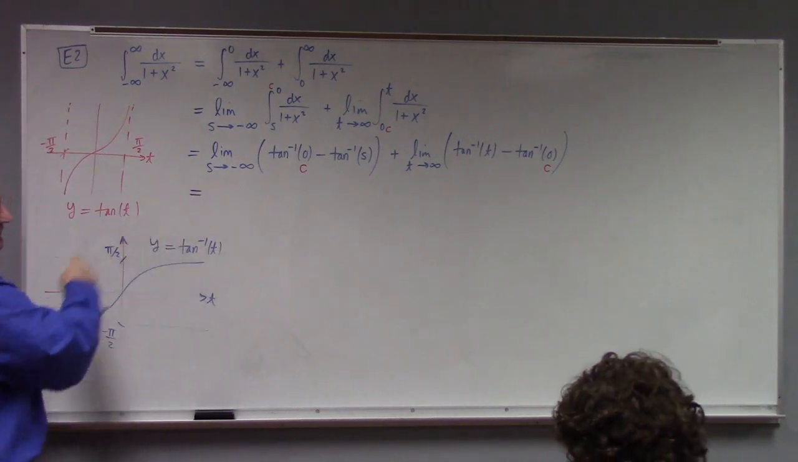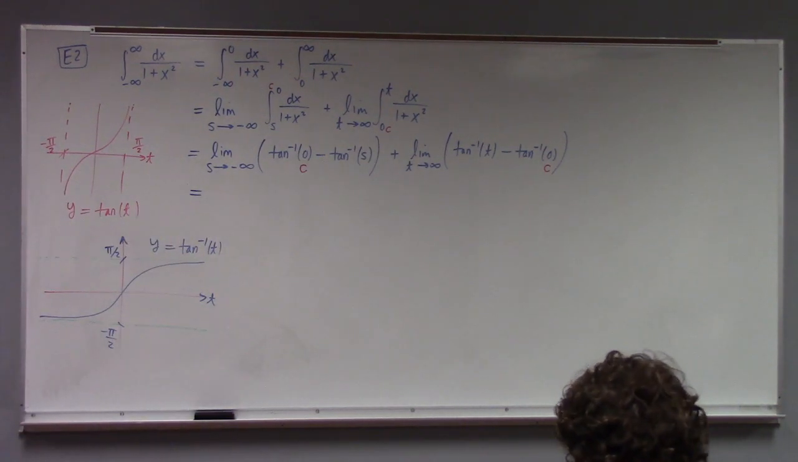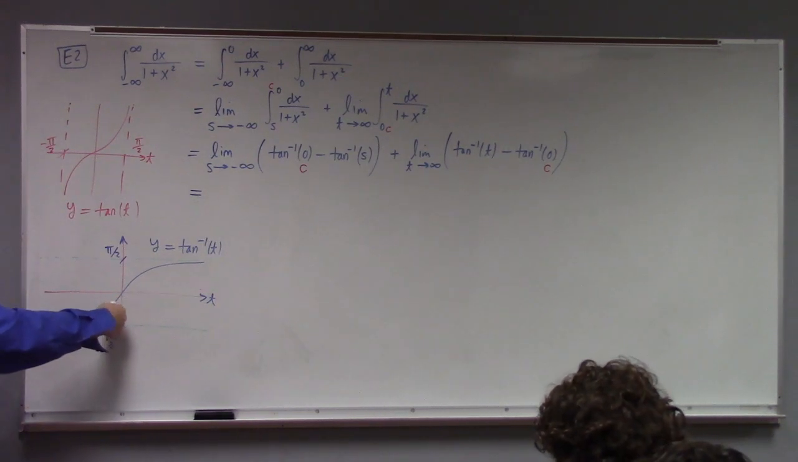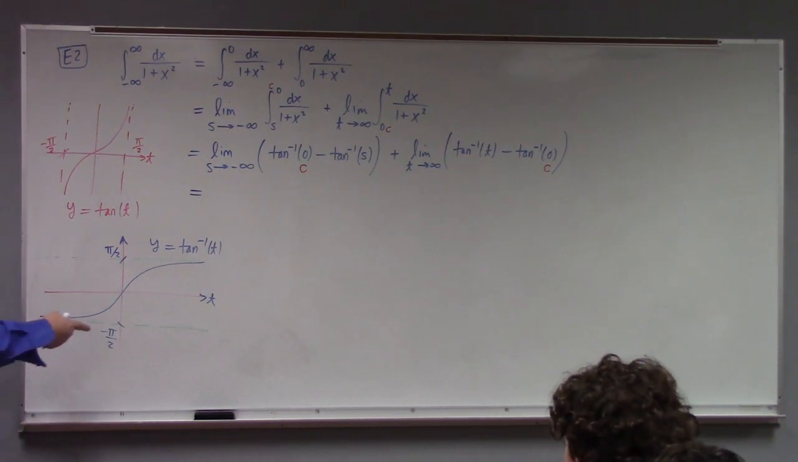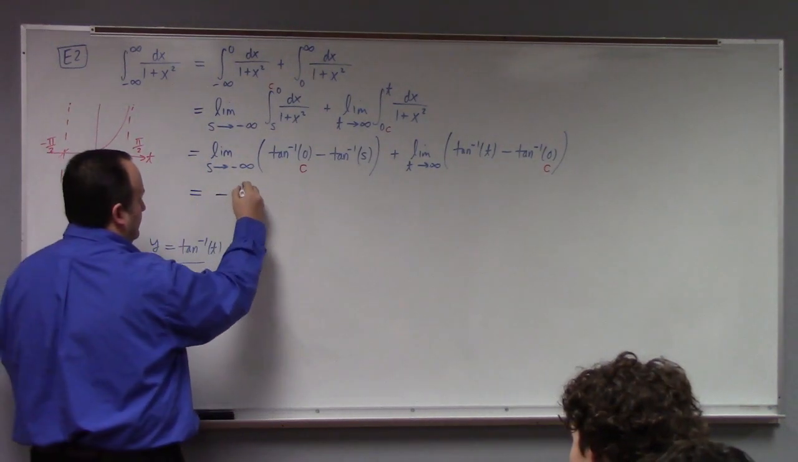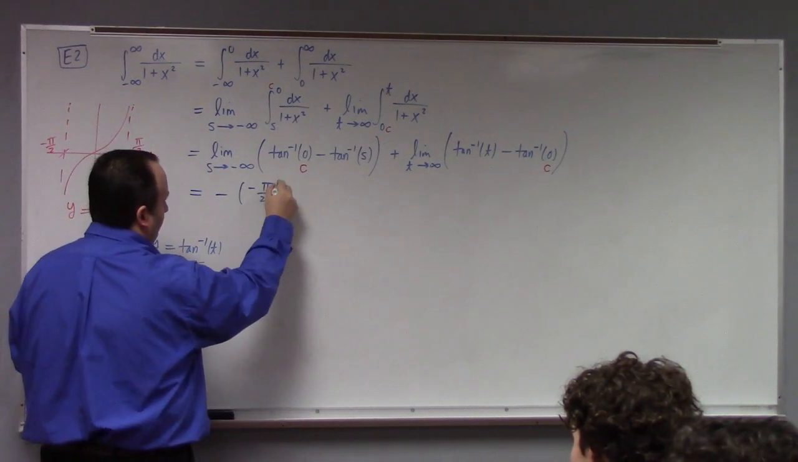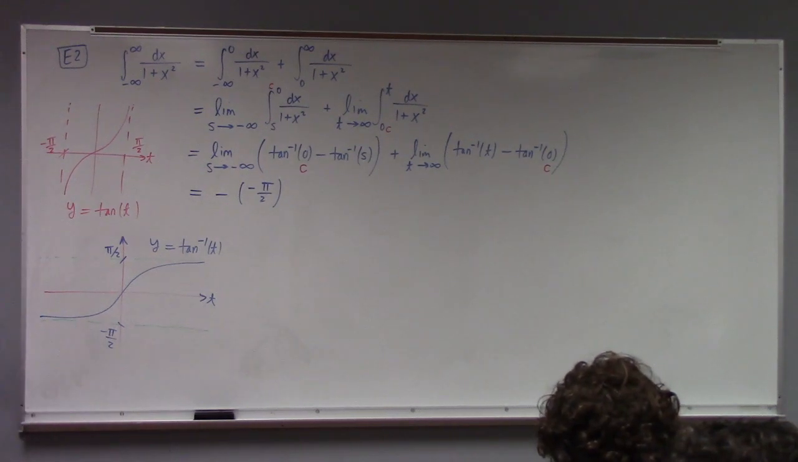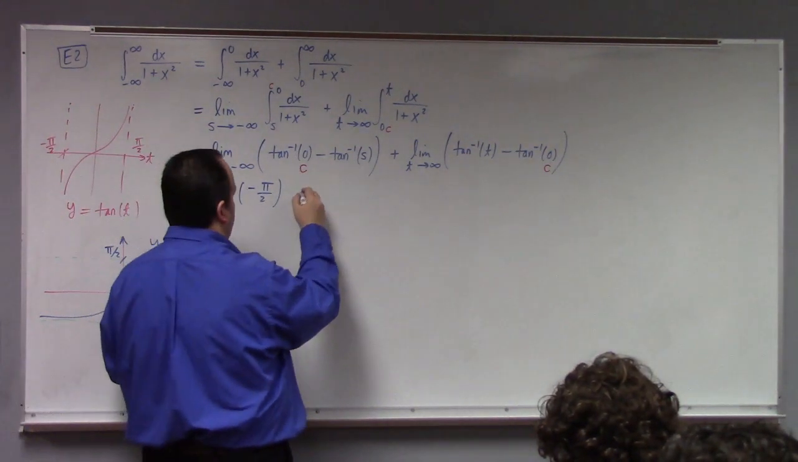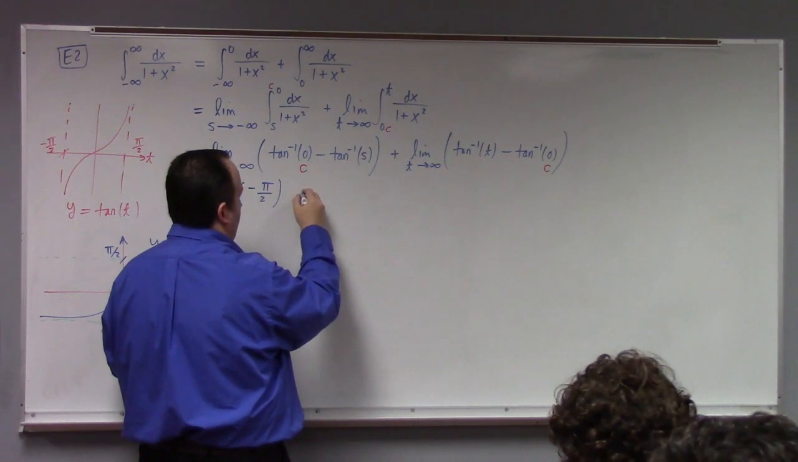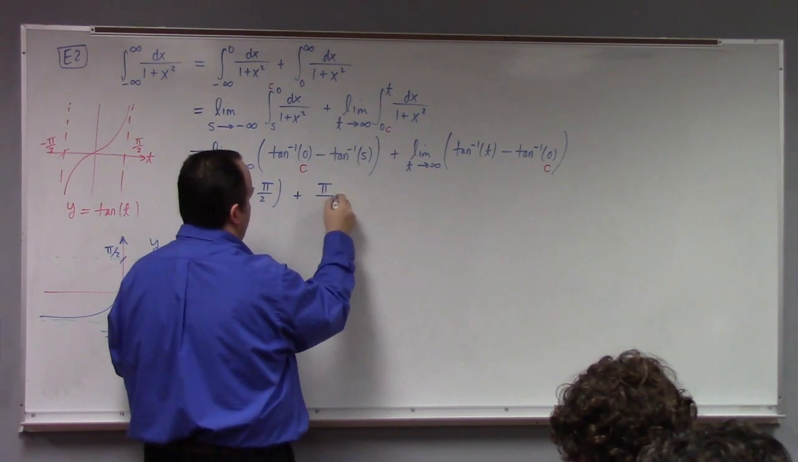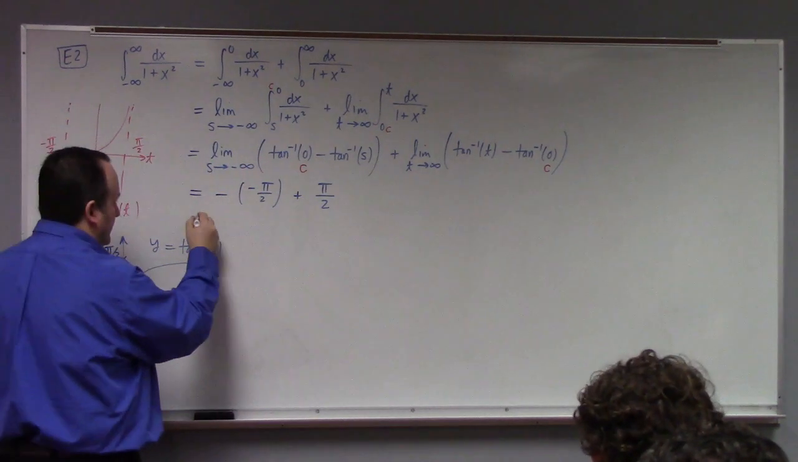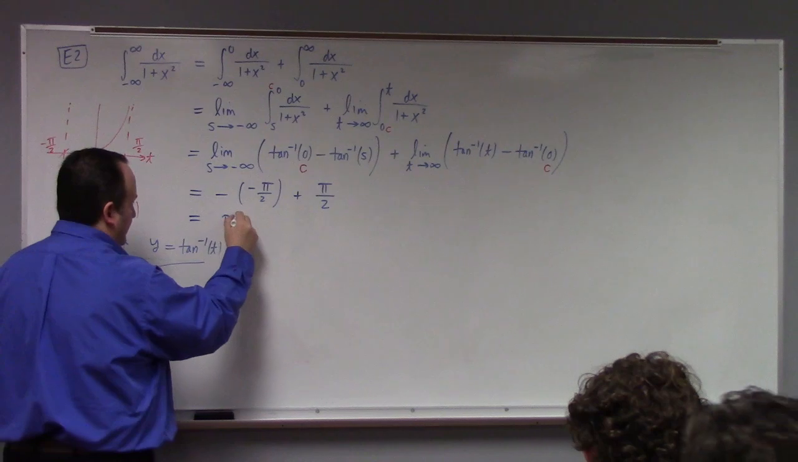So what's the limit of inverse tangent of s as s goes to minus infinity? Negative pi over 2, right? So we have minus a minus pi over 2, and then plus pi over 2. And the other terms cancel, all right? And so what's the answer? Apparently, pi. The answer is pi.